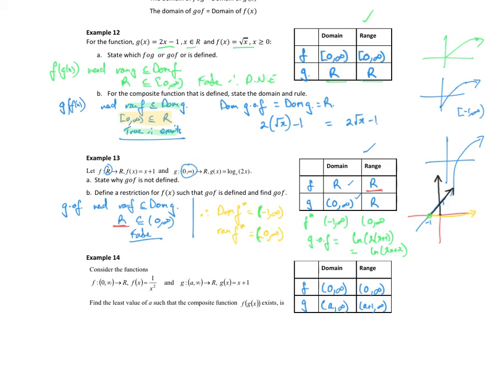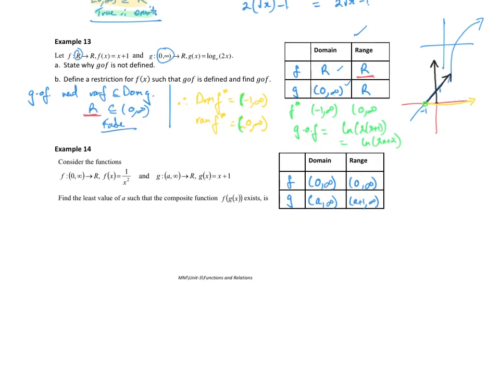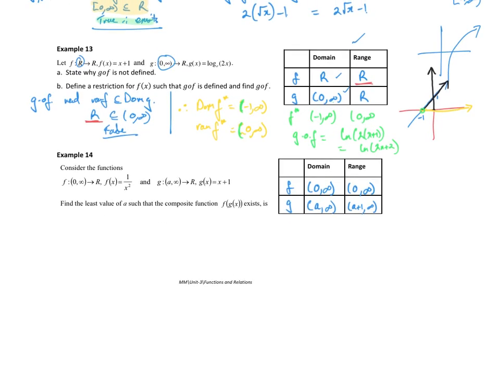And that process is really common, where we have to apply a restriction to an existing function to make the composite exist, or the inverse exist, as we'll get to later. All right, we've got another function here, another composite function. So the first thing we did was fill in our domain and range table, so we've got our domain and range of everything there.